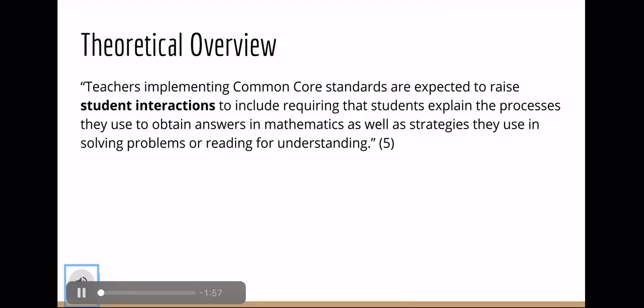So now moving on to the theoretical overview, I'm going to go ahead and read the quote. "Teachers implementing Common Core standards are expected to raise student interactions to include requiring that students explain the process they use to obtain answers in mathematics, as well as strategies they use in solving problems or reading for understanding."